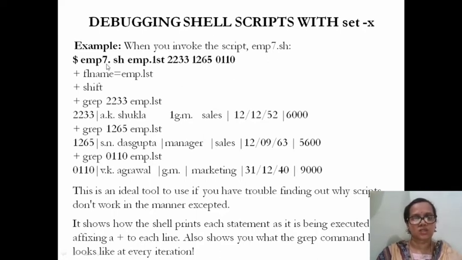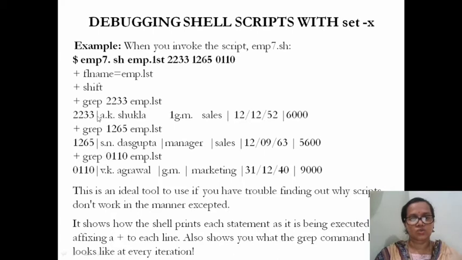So here emp7.sh we have called, with emp.list and its particular parameters. Here fl name is equal to emp.list plus shift grep. So grep here, check it out. What it is doing, in fact, is like an ideal tool where you have already run the set command for this emp.sh and also emp.list, where each and every line is prefixed by a plus, showing each and every step of the actions. So here you can check it out.